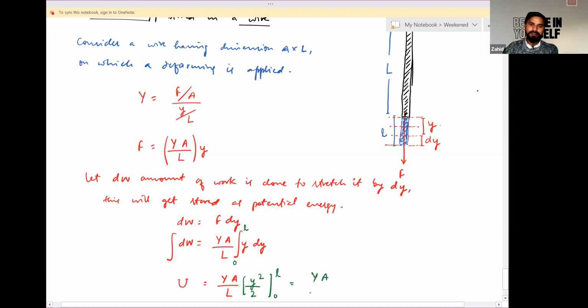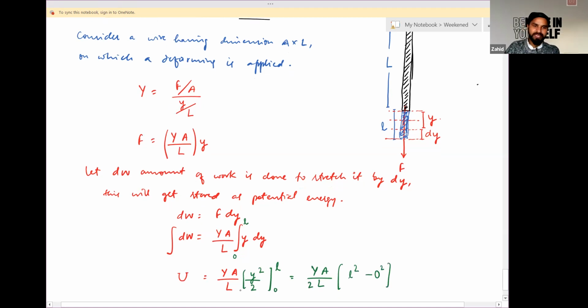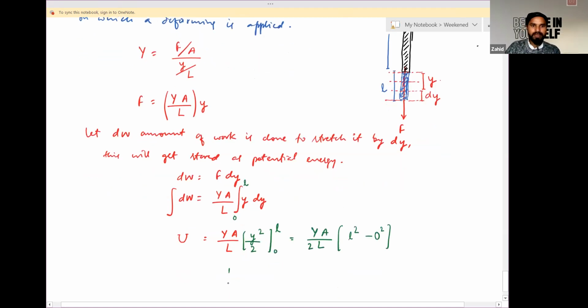YA divided by L into 2. Put the value of y, first the upper limit, so it will be l squared, and the lower limit, it will be 0 squared. On simplifying, you will get half YA by L times l squared equals potential energy stored.